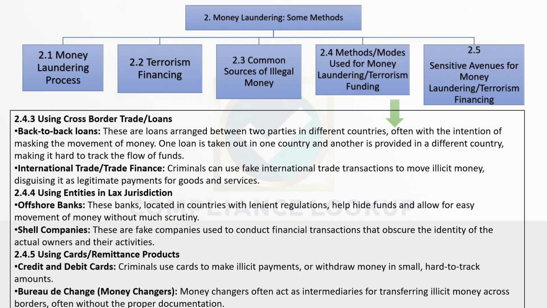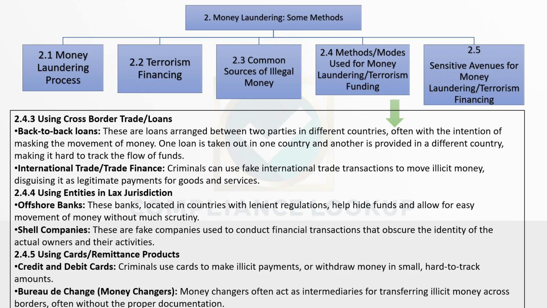Using cards and remittance products, credit and debit cards. Criminals use credit and debit cards to facilitate money laundering by making payments or withdrawals in small amounts. By spreading transactions over multiple cards and accounts, they avoid detection from regulators and banks. Small transactions are less likely to trigger red flags, making it easier to move illicit money.